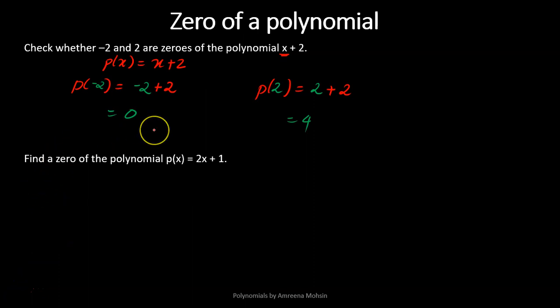Alright, our polynomial is p of x equals x plus 2, and we have to check if minus 2 and 2 are the zeros of the polynomial. So p of minus 2 gives me minus 2 plus 2, and yes, we got a 0. However, for p of 2, we are not getting a 0. So we say that minus 2 is the zero of the polynomial, but 2 is not.